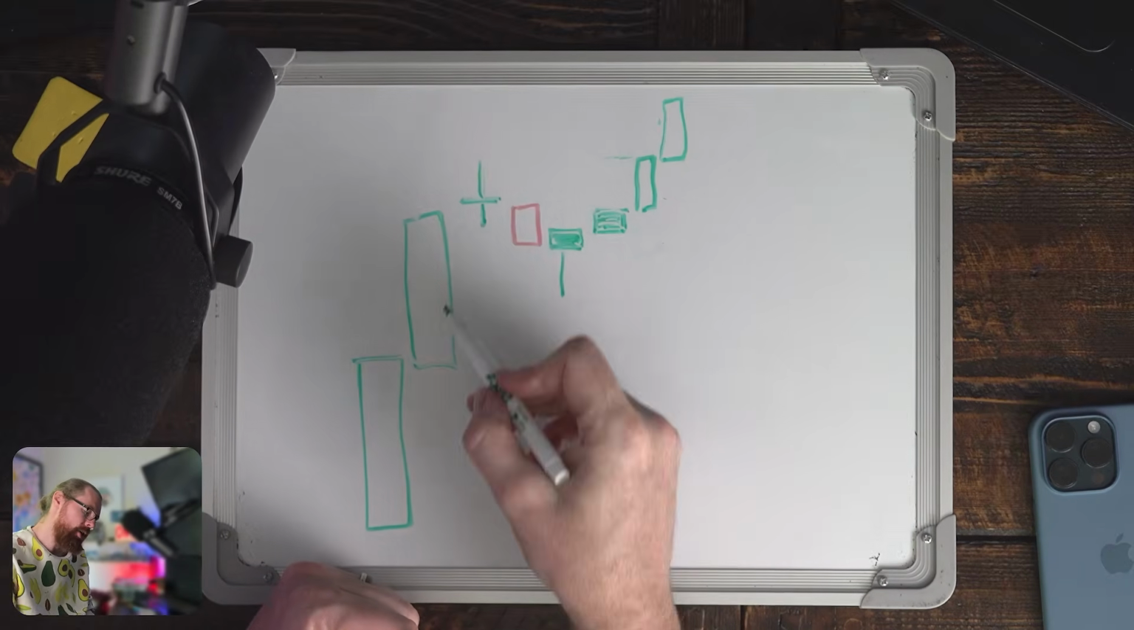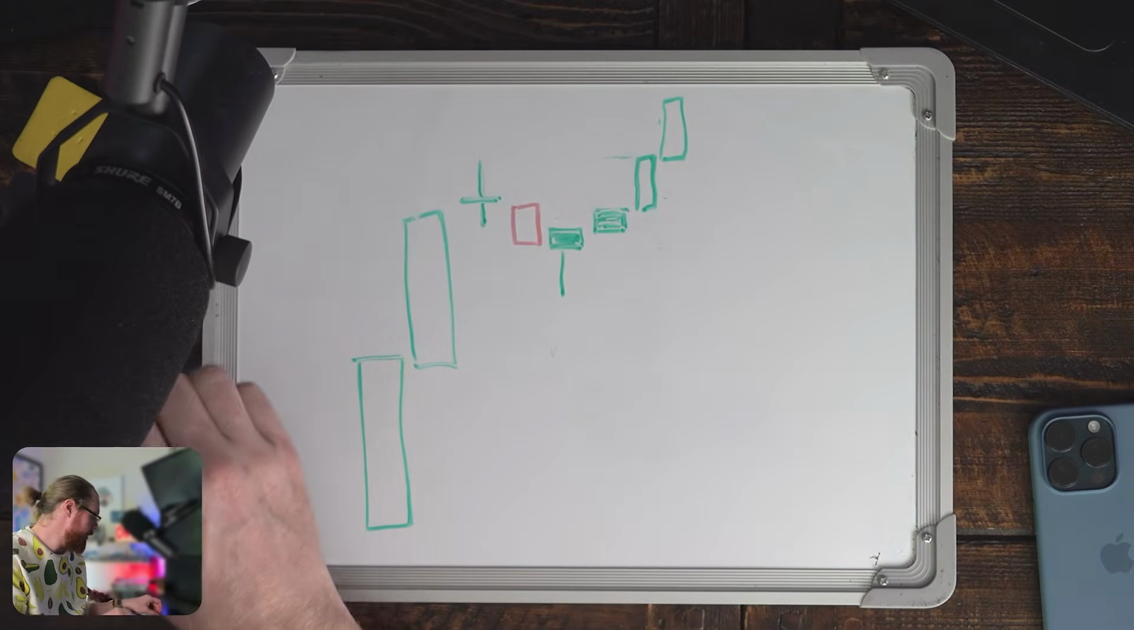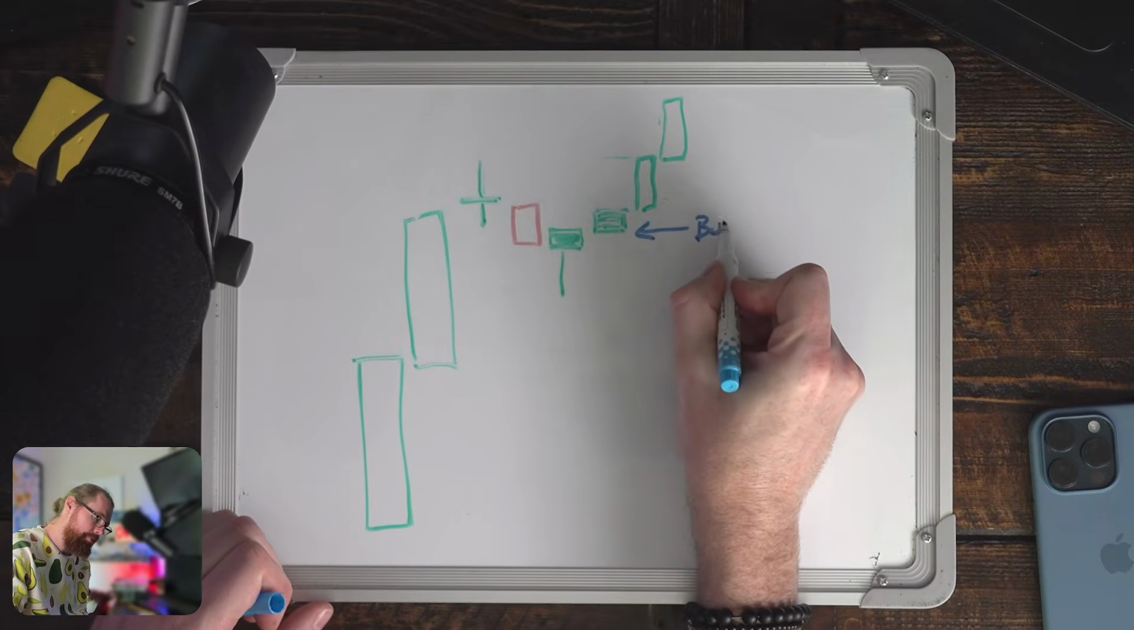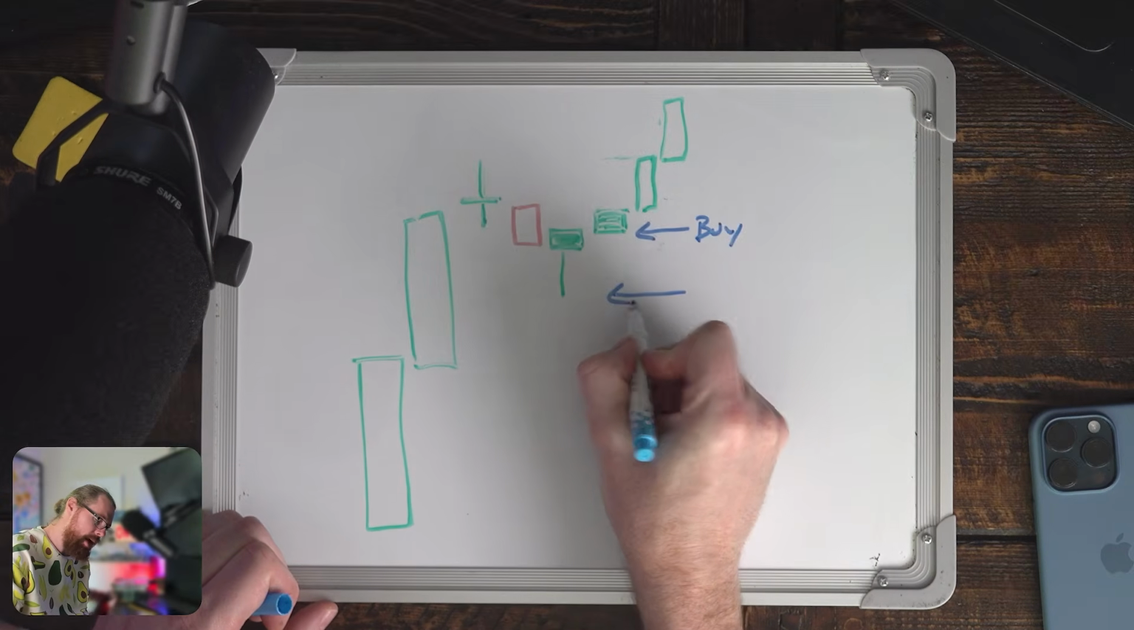All right. So then I'm entering down here. This is a place where I'd be a buyer right here. I would buy. This would be my max loss.